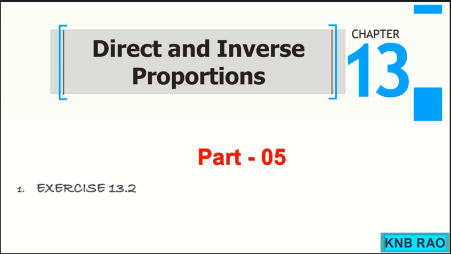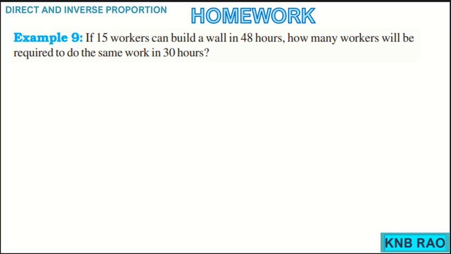Students, this is part 5 of the chapter direct and inverse variation. In this part 5, we will discuss questions from the exercise 13.2. Before going for solving exercise questions of 13.2, last class I have given you example number 9 as homework. I would like to teach you this example number 9 and the working steps through this question.